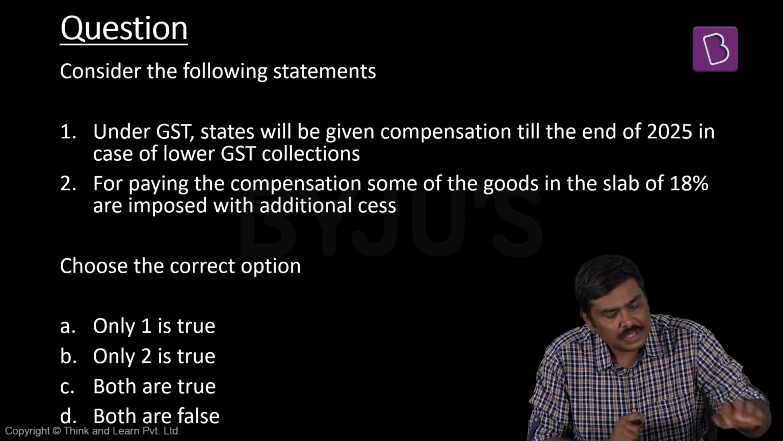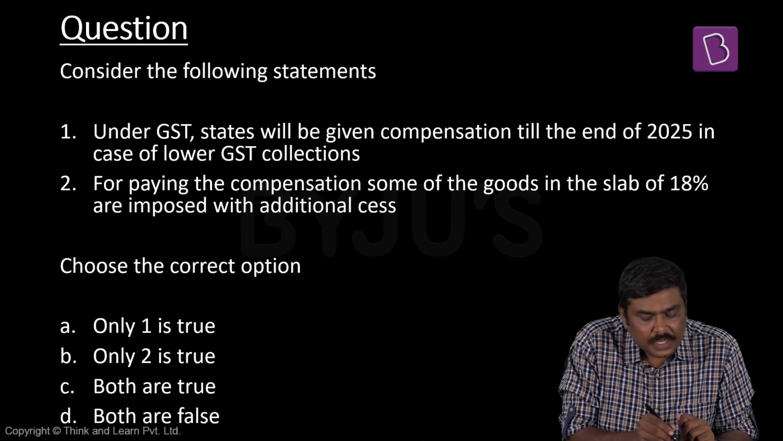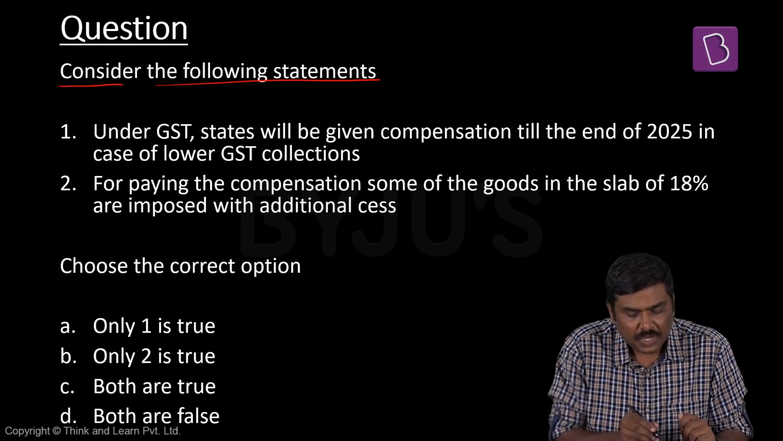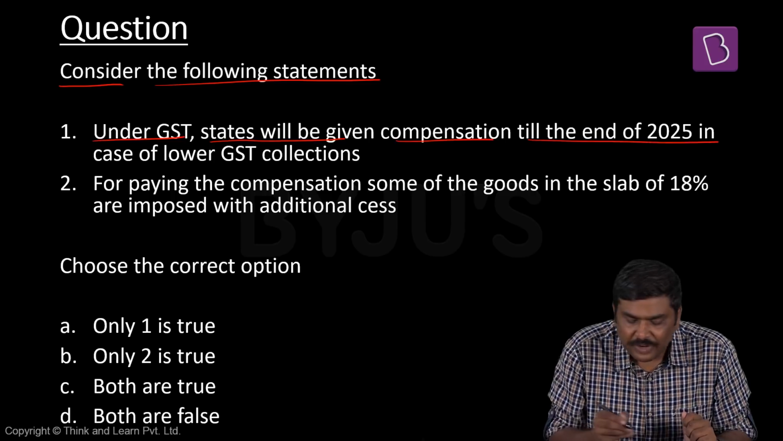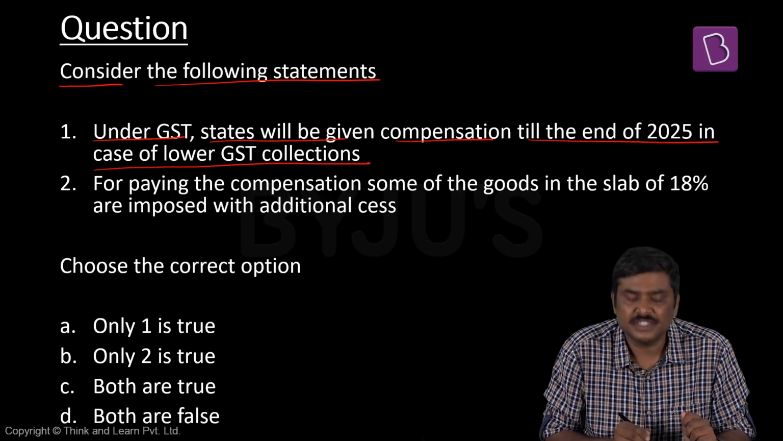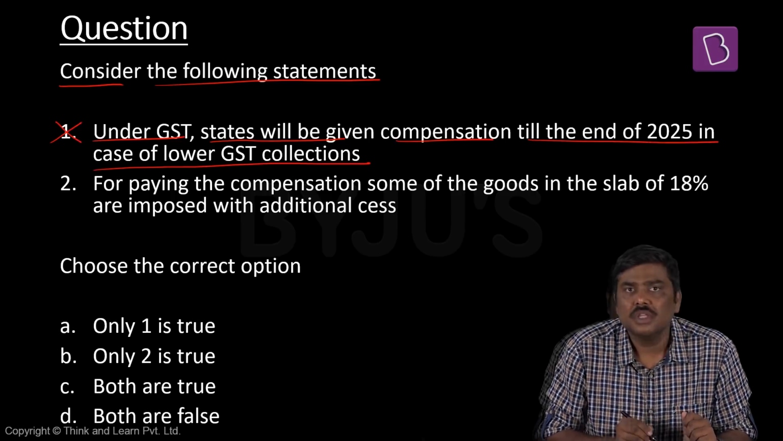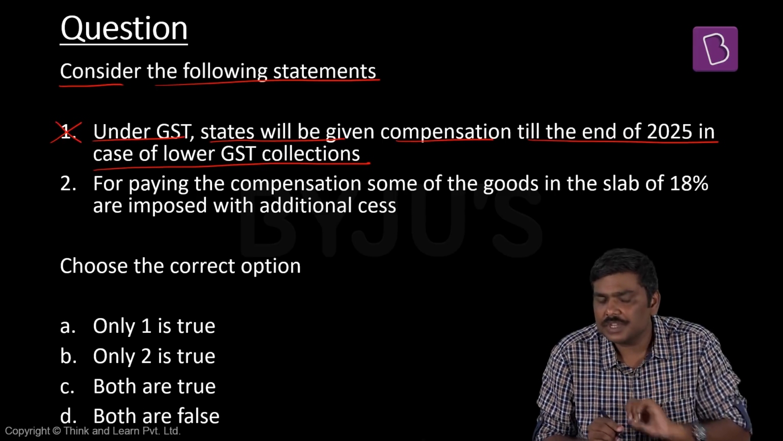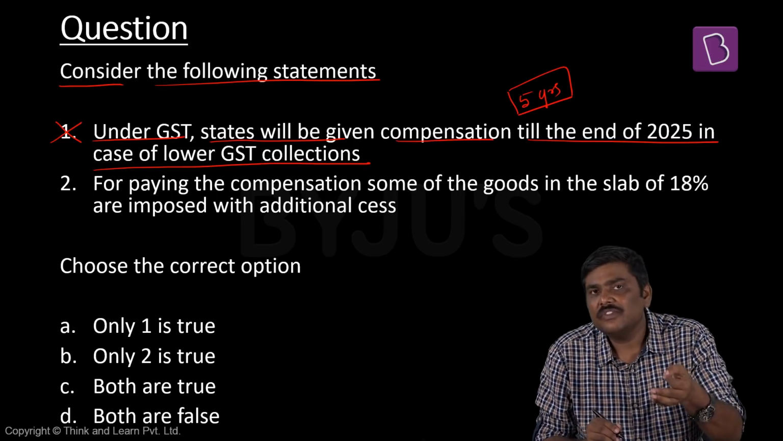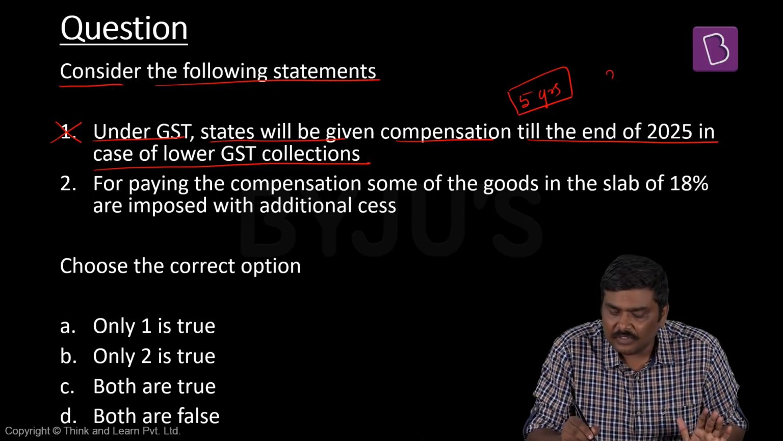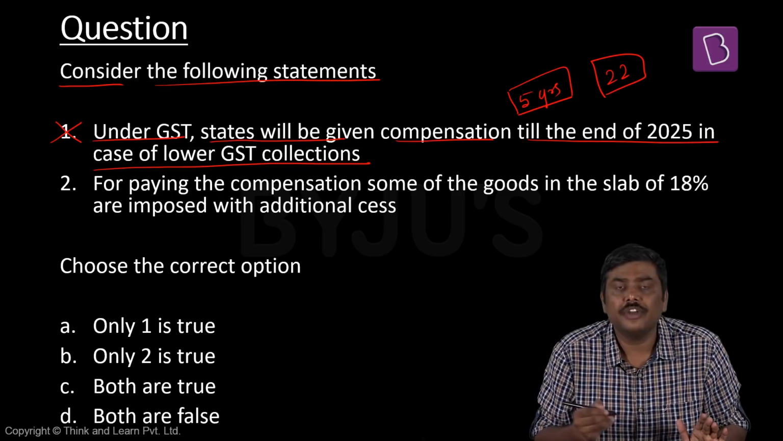Now, based on this, let's have a look at a question here. Consider the following statements. Under GST, states will be given compensation till the end of 2025 in case of lower GST collection. This is wrong. The states will be given the compensation only for 5 years, or till the end of 5 years since the implementation of GST. That will be till financial year 2022.